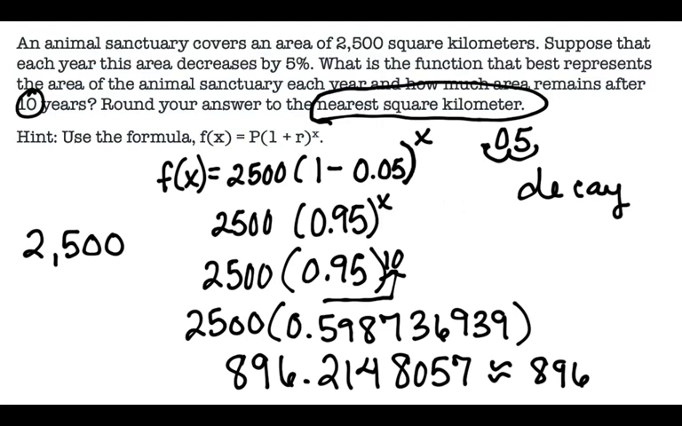So if we're going to subtract 896, then we need to find out, after we subtract 896, how much do we have left? What that means is after 10 years of every year taking away 5%, you are left with 896 square kilometers. So you don't have to subtract it from the original amount, because this is already calculating after 10 years taking 5% away each year. So you would only be left with 896 square kilometers, and that's how you write square kilometers.